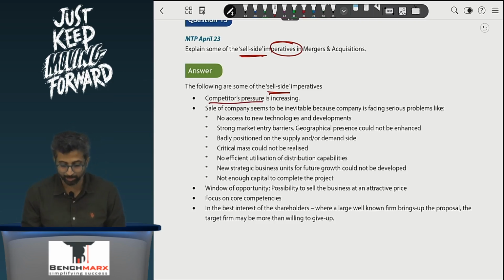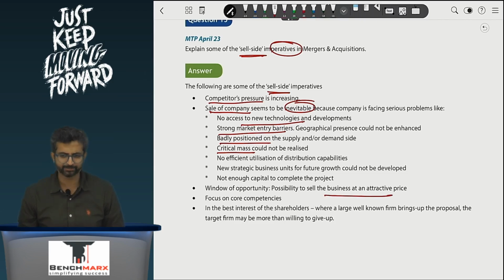Well, because competitors' pressure is increasing. There is too much competition happening. Sale of the company seems to be inevitable because I don't have new technology. There are strong entry barriers, badly positioned. Critical mass is very difficult. There is a window of opportunity at an attractive price. I want to focus on my core competencies. This is happening in the best interest of shareholders.